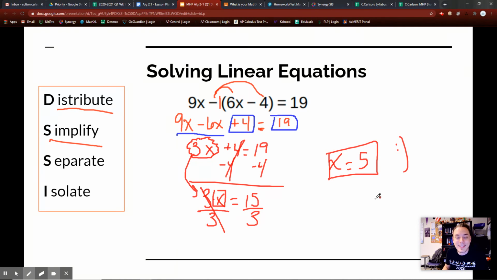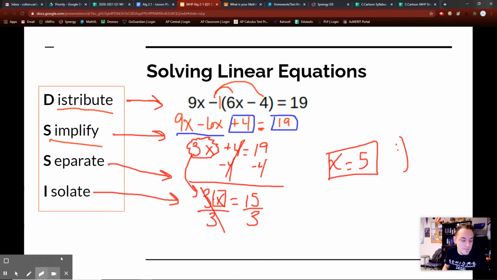Okay? So technically I did distributing right here. Whoa, that's an error. I simplified right here. I separated the terms around here, and then I'm isolating it right there. Okay, that's literally boom, boom, boom, boom, boom. Simple, short steps. Go ahead and pause that if you need to have more time to write it down.